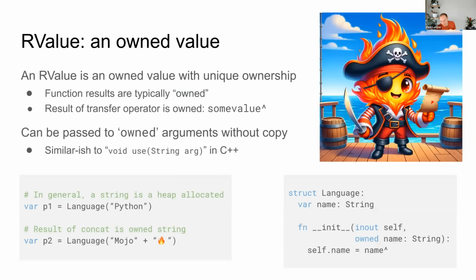So what is an RValue? As with C++, an RValue means you have an owned reference. So this is something where you call a function, it returns a string. If you're returning a string by value, the caller gets a string back. And so typically the function result for a function call ends up being an owned result. And then what that means is that you can then pass that into things that take owned values without a copy.